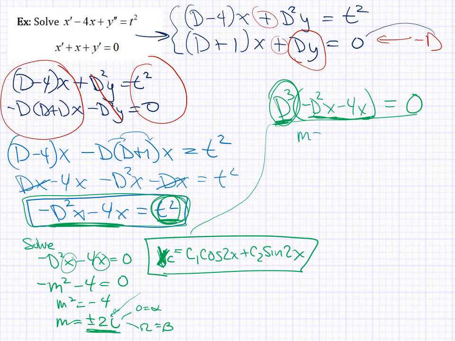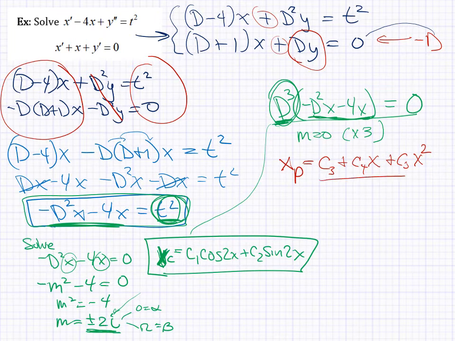That would be m equals 0 repeated 3 times. So our y sub p's form, or x, I keep saying y, x sub p would be C3 e to the 0x plus C4 x e to the 0x plus C5 x squared e to the 0x. And I'm not writing e to the 0x because we know that's 1. So that's the form of x sub p in order to plug this into the differential equation and figure out what C3, 4, and 5 are, because remember that's something you have to do.